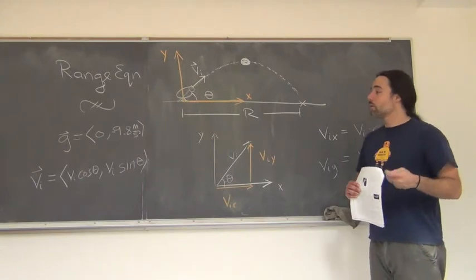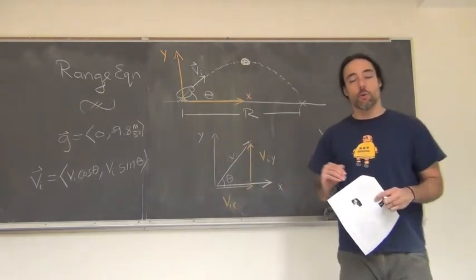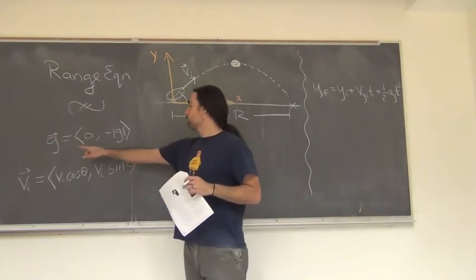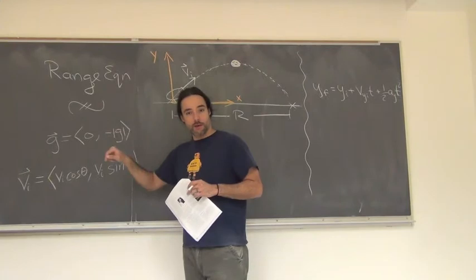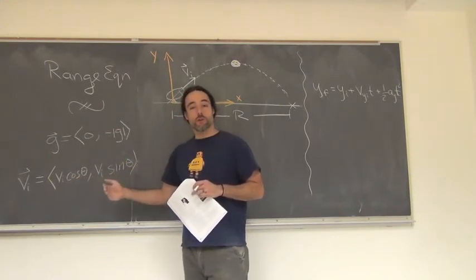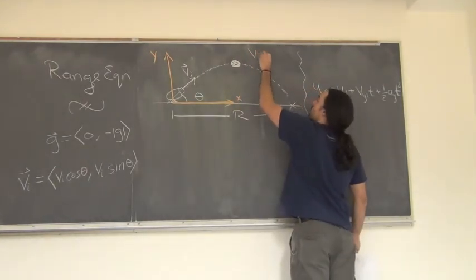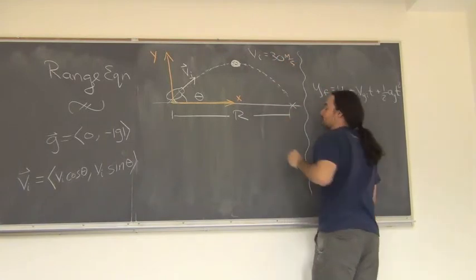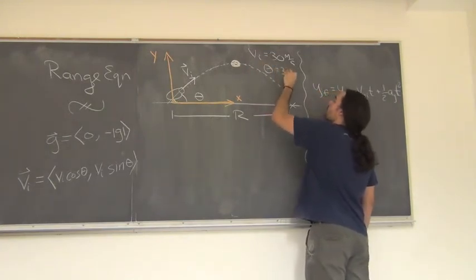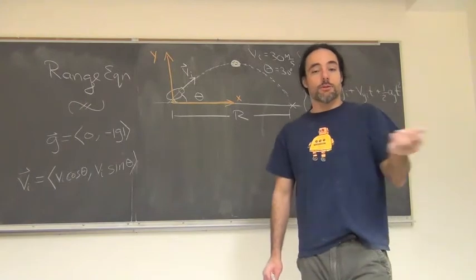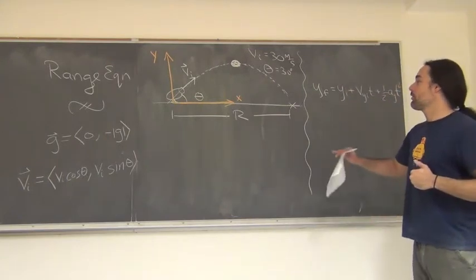So we've done step 2. We've taken the two vectors in the problem and broken them up into their individual x and y components. We have the acceleration of gravity, which is negative 9.8 meters per second squared in the y direction, and then I have the two components of the initial velocity vector. For example, if I were giving you a problem, I might tell you that the initial velocity was 30 meters per second, and that theta was 30 degrees. It doesn't have to be 30 and 30. I could choose any numbers I want for the initial launch angle and the initial speed of the projectile.